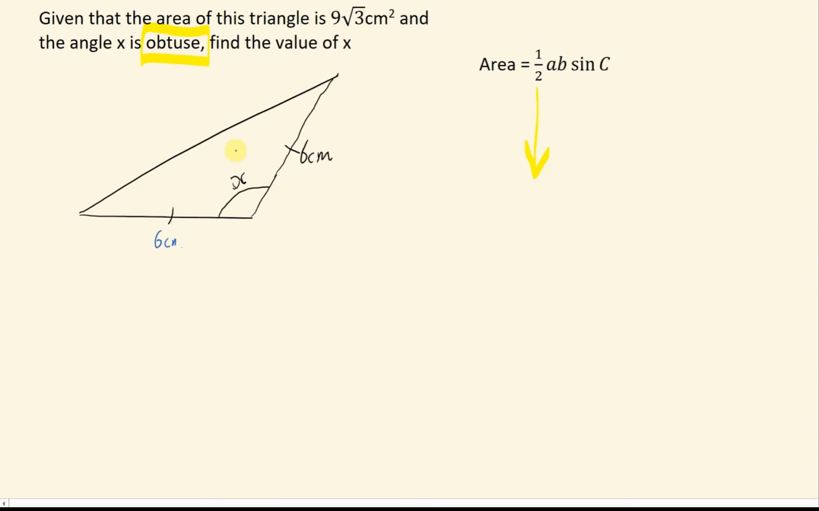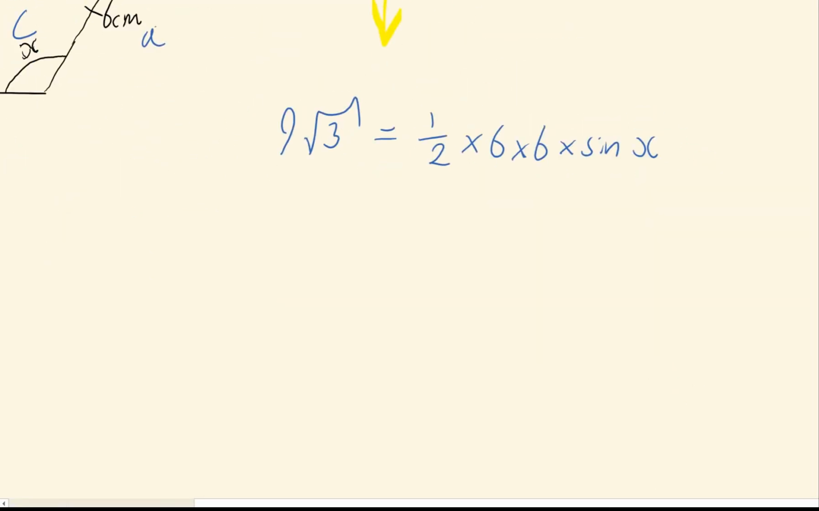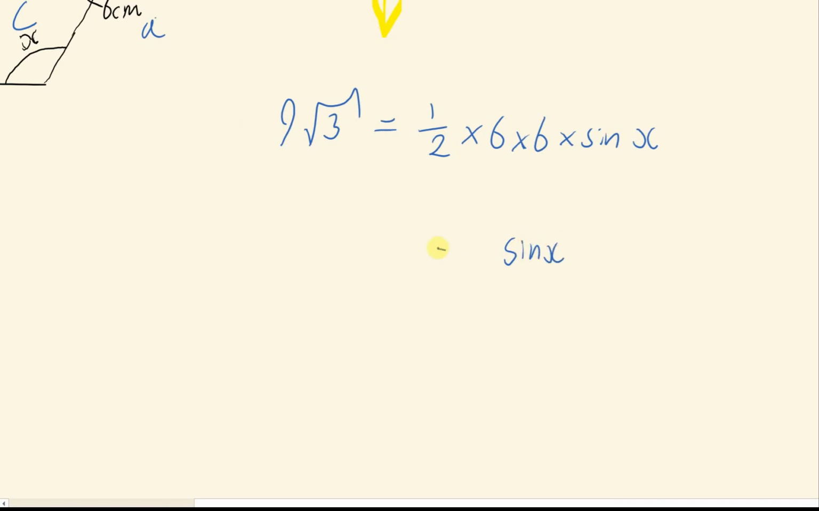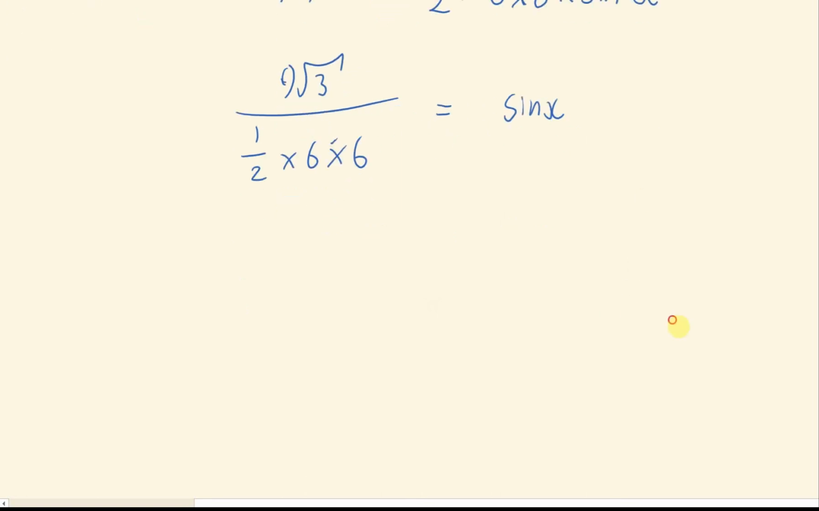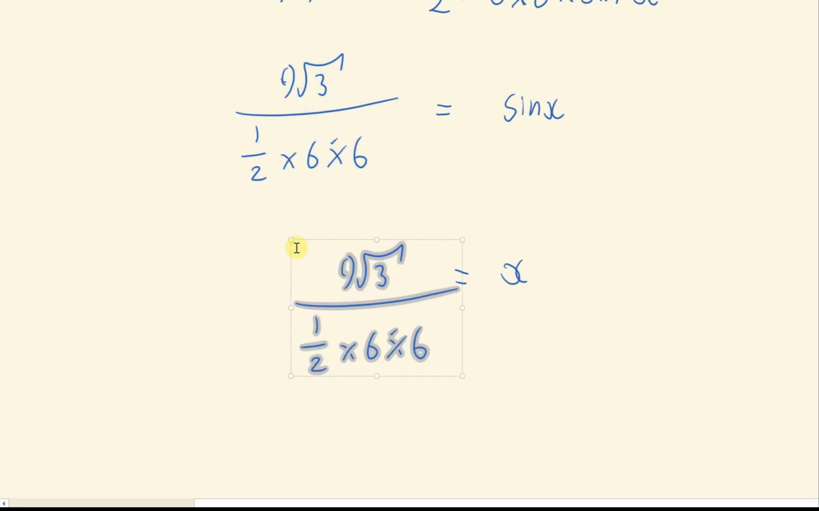So label my triangle, that's angle C, and that's A and B. Fill in what we know, the area is 9 root 3. Again, the fact that this is 9 root 3 doesn't change anything, it's just a more exact form than giving it as a decimal. That is going to equal a half times 6 times 6 times sine of x. Again, we want to get sine of x by itself, so the opposite of multiplying by all this is dividing by this. And again, we now want x by itself, so we need to do sine to the minus 1 of what we've got over here.